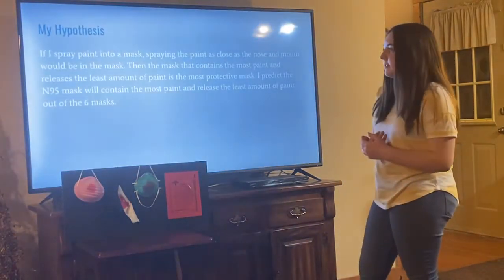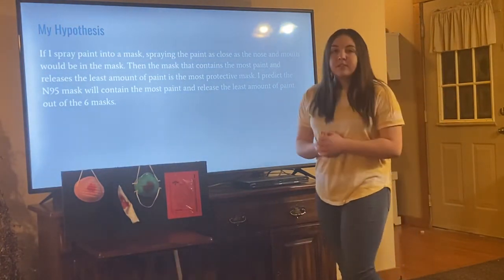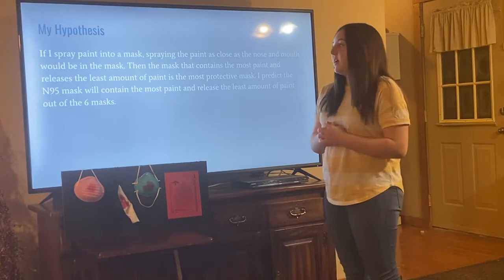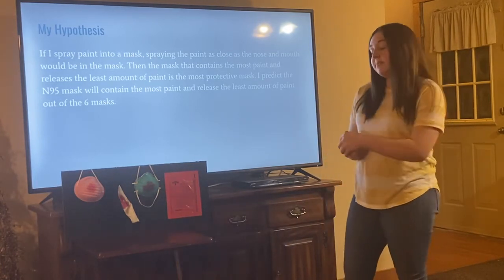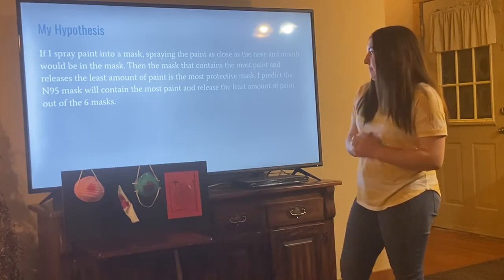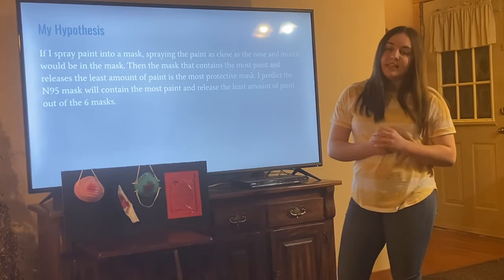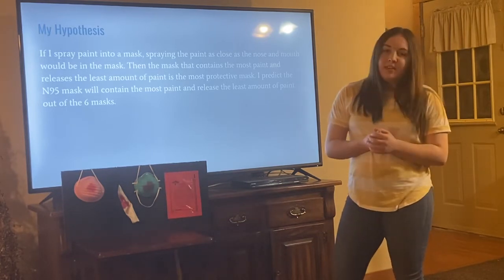My hypothesis. If I spray paint into masks, spraying the paint as close as the nose is when wearing the mask, then the mask that contains the most paint and releases the least amount of paint is considered the most protective mask. I predicted that the N95 mask would release the least amount of paint out of all the other masks.